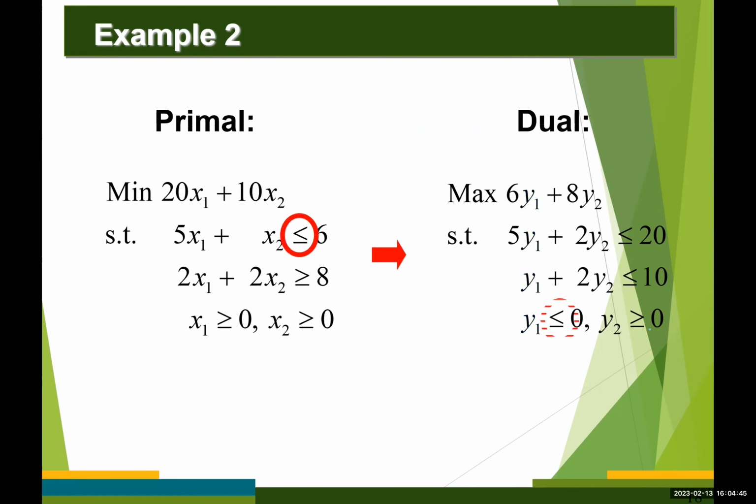Then the original problem, I mean the primal problem, is this, right? So we can notice that the reverse direction of the constraint in the primal problem corresponds to the reverse direction of the variable in the dual problem. Okay.